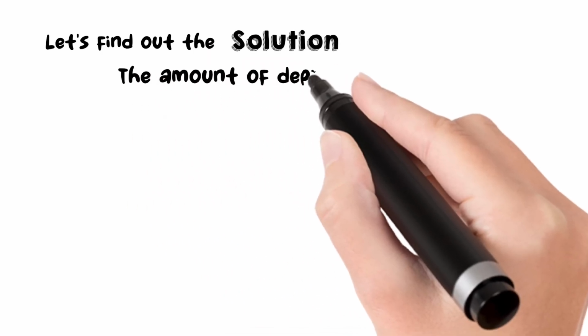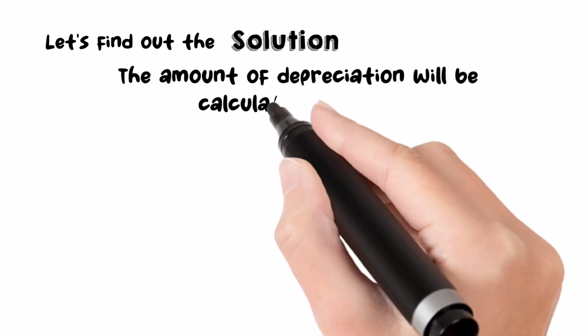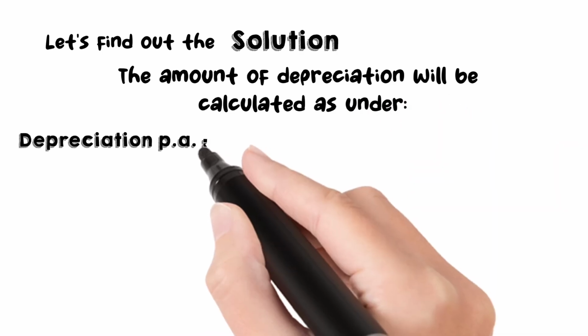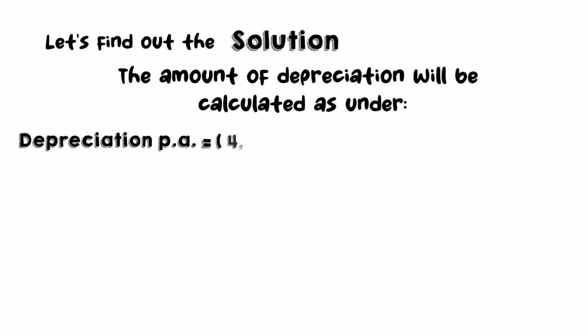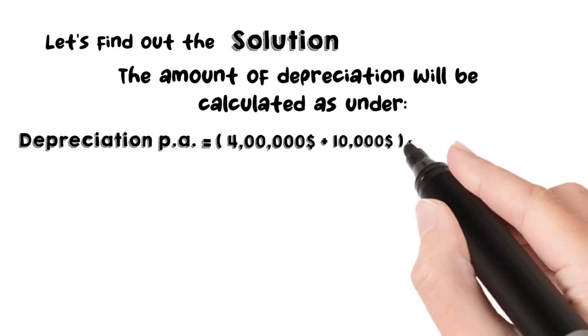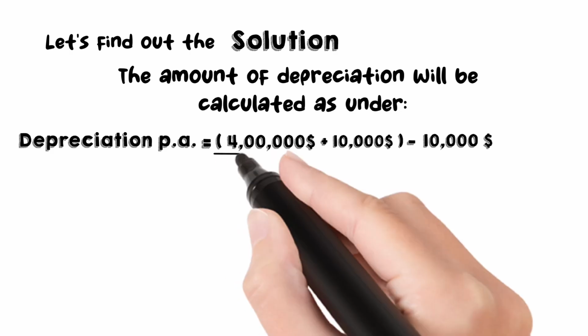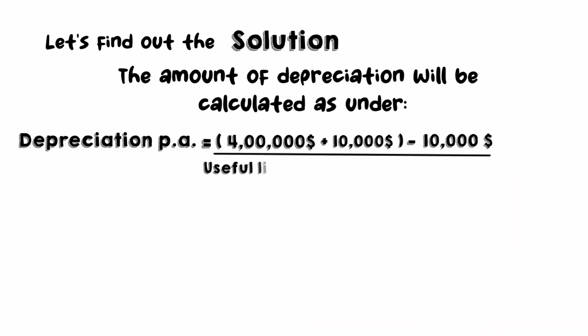The amount of depreciation will be calculated as under. Depreciation per annum equals, in brackets, $400,000 plus installation expense of $10,000 minus scrap value of $10,000, divided by the useful life of the asset, which is 8 years. Answer is $50,000 per annum.